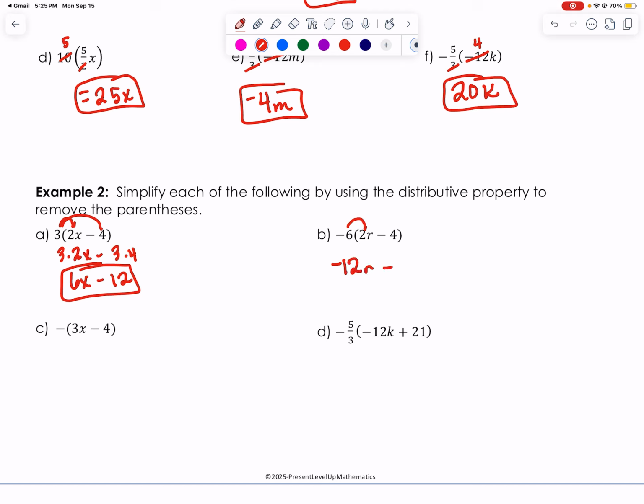All right, in problem B, we have negative 6 times 2r, which would be negative 12r, minus negative 6 times 4 would be negative 24. Now, we don't want to leave double signs, and minus minus is the same thing as plus, so our final answer would be negative 12r plus 24.